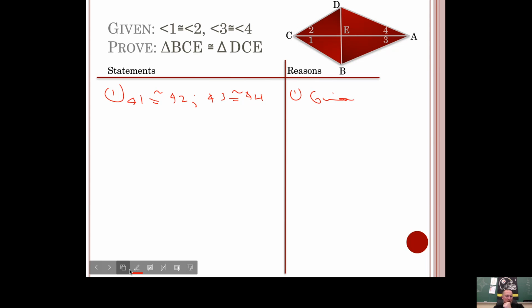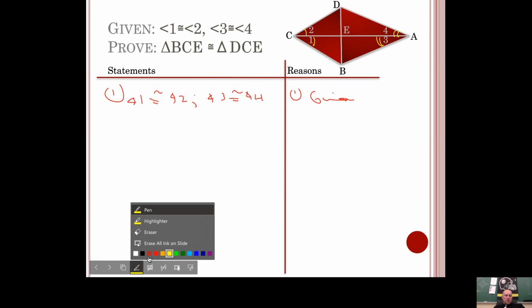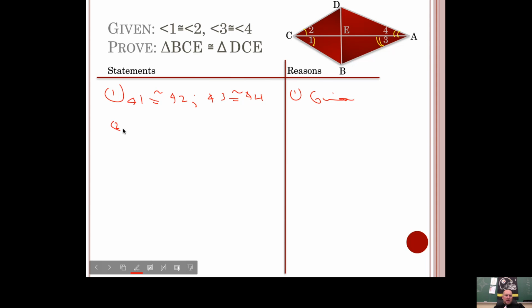Now, if we make our marks on the picture, we should notice something about this top triangle and this bottom triangle. They both have this segment CA. So if we write that now, segment CA is congruent to, let's see, C goes with C. That's our reflexive property.